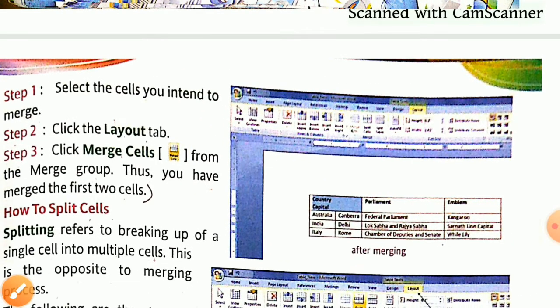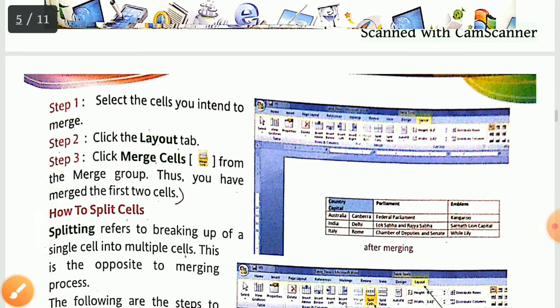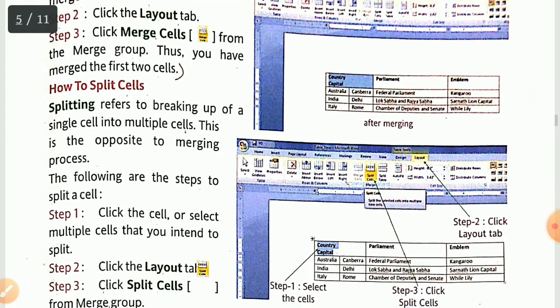Okay, now we have merged our cells. Let us see how we are going to split them. Firstly, see the definition part. Splitting refers to breaking up a single cell into multiple cells. It is just the opposite of the merging process. Now see, in merging what you have seen, we had 2 cells and we merged them into a single cell. Now splitting, what is this? Splitting means you have a single cell, and you are trying to split it into two or more cells.